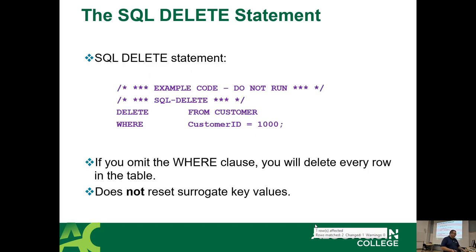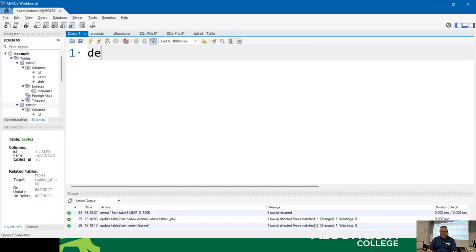Delete. You can go delete from table 2 where ID is equal to 1. That will delete a single row from table 2 where the ID is equal to 1. Or you could do like I did once when I didn't have enough coffee. I thought I was deleting something else and it was supposed to say something like this, and I forgot the last 5 characters and I ran that instead. I nuked an entire table on production.